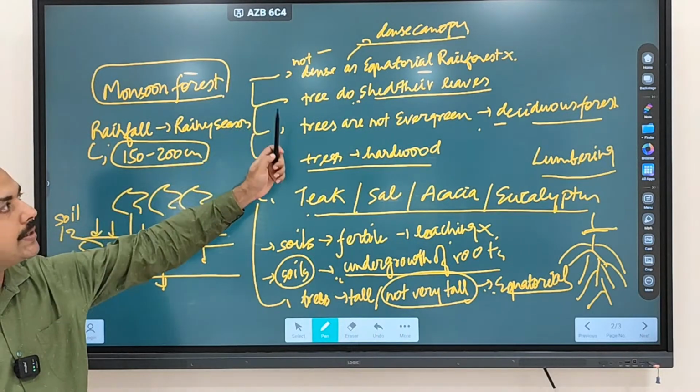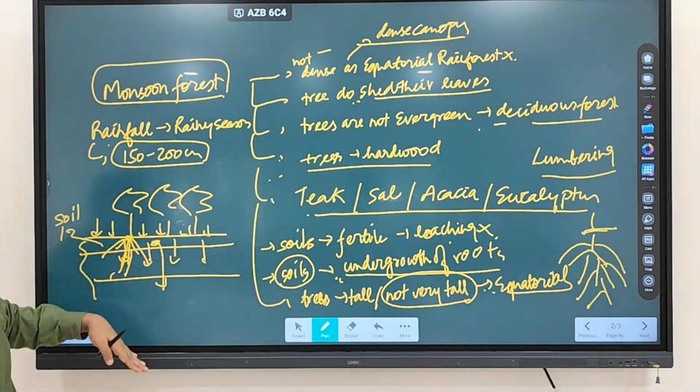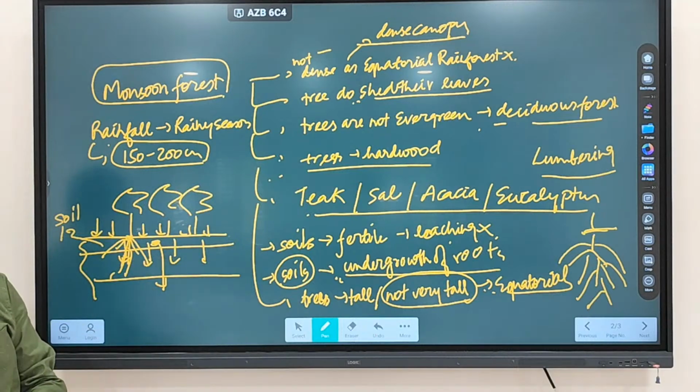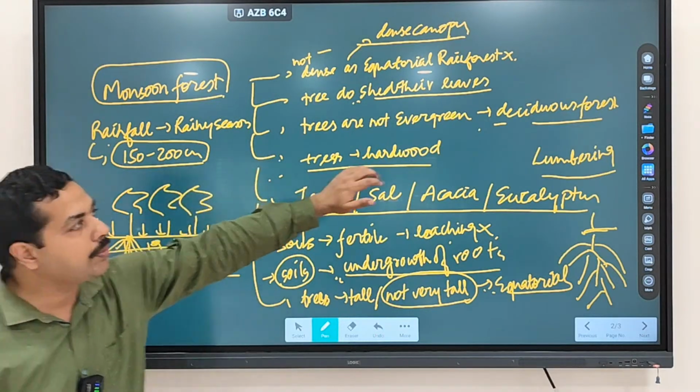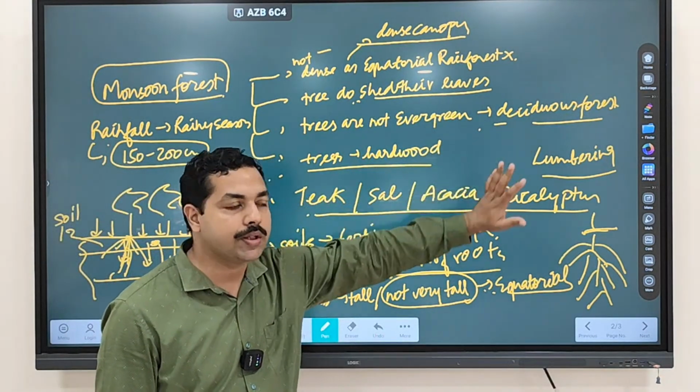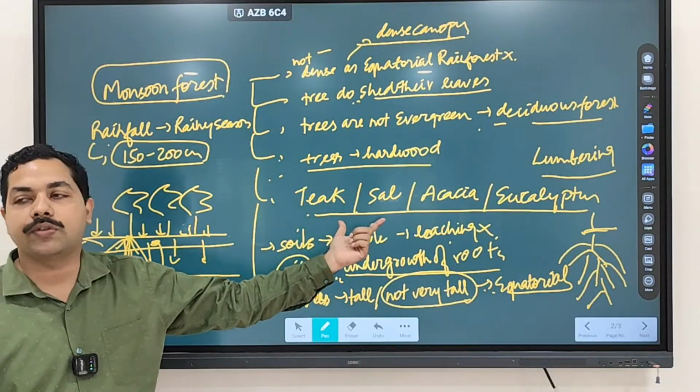Trees are not as dense, but trees are tall in nature. They also have a higher root growth. Why higher root growth? Because they have to survive the dry season. Trees shed their leaves. Which type of forests are being found? Deciduous forest. What are the type of trees you are seeing?